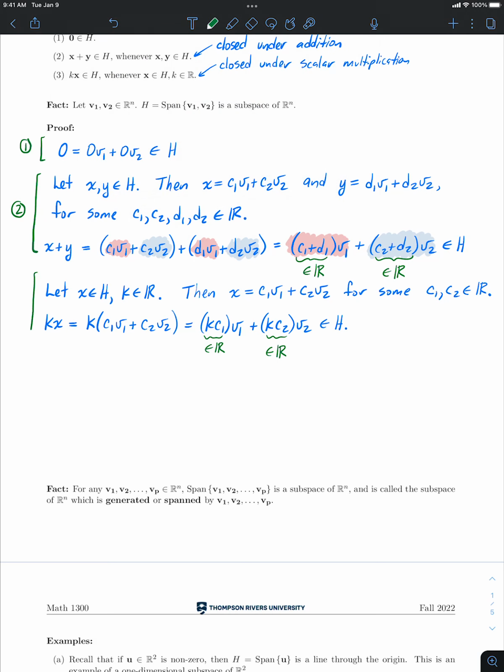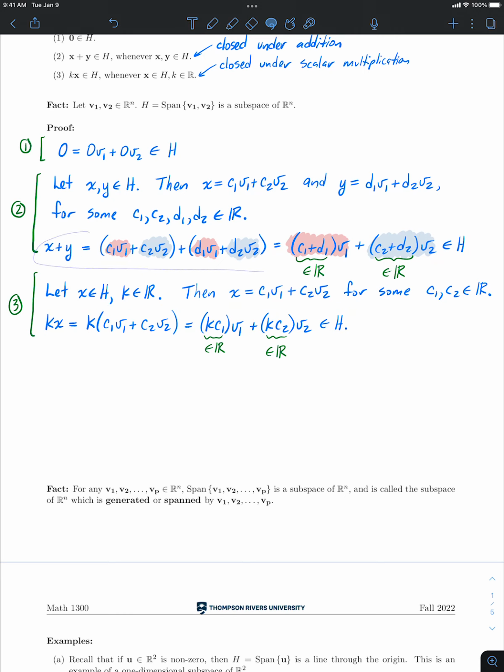We needed to show that if k is a real number and x is a member of H, that k times x is also a member of H. That's what we started with, right? K times x, it was equal to this, which is equal to this, which is an element of H. So this line really does say what we wanted.